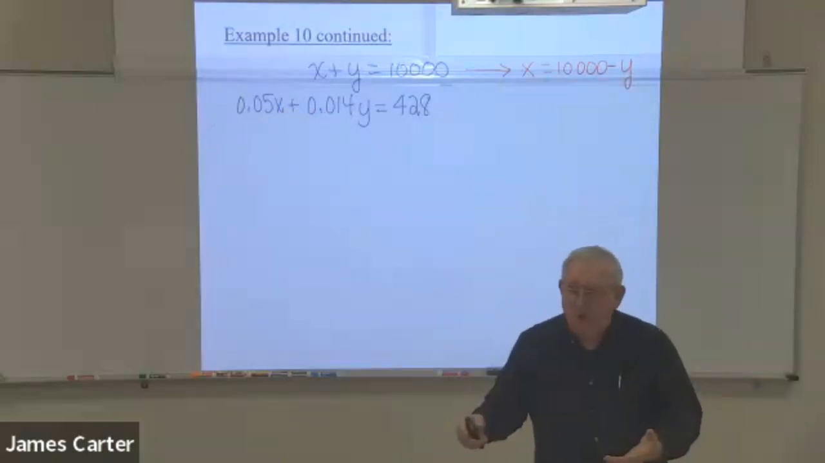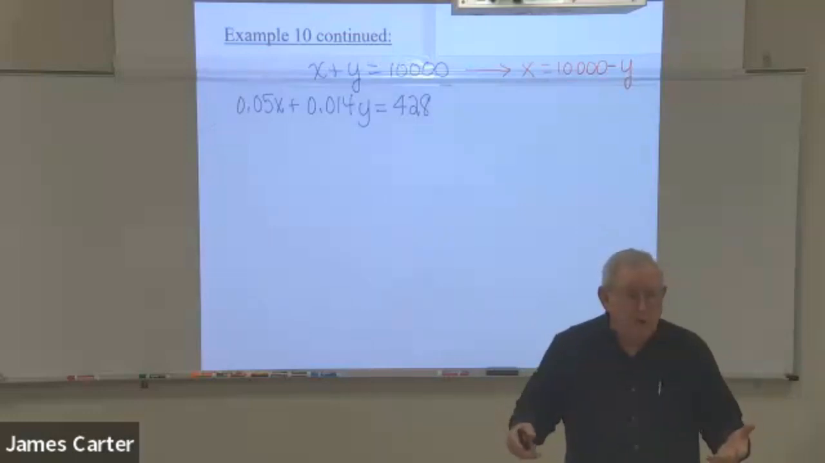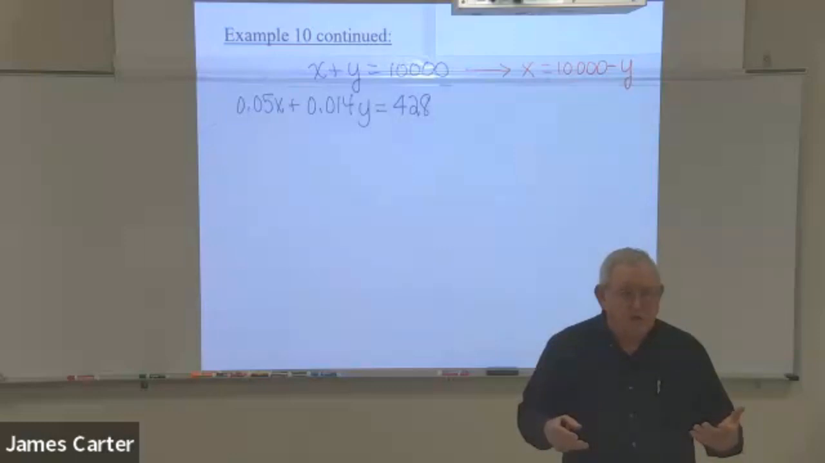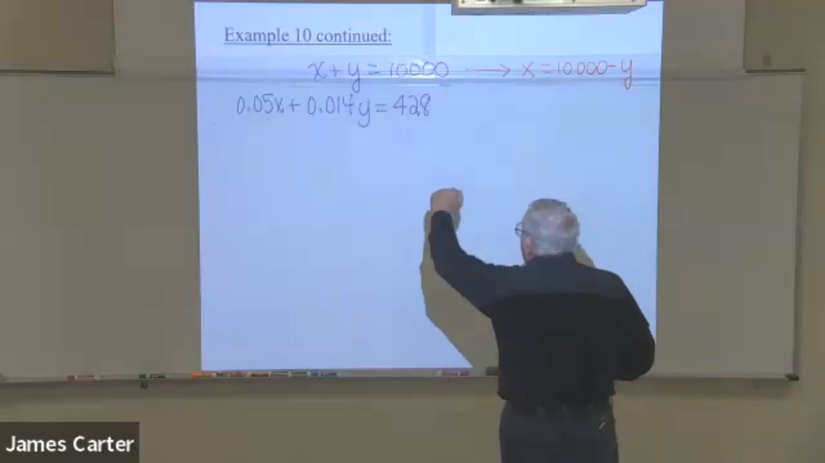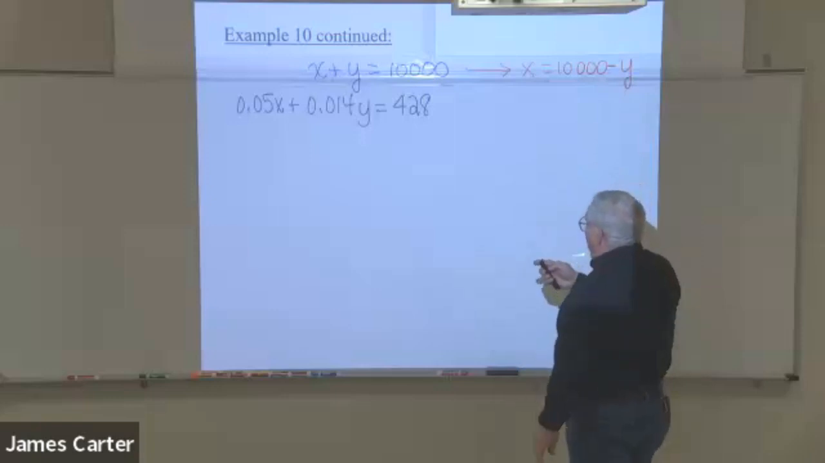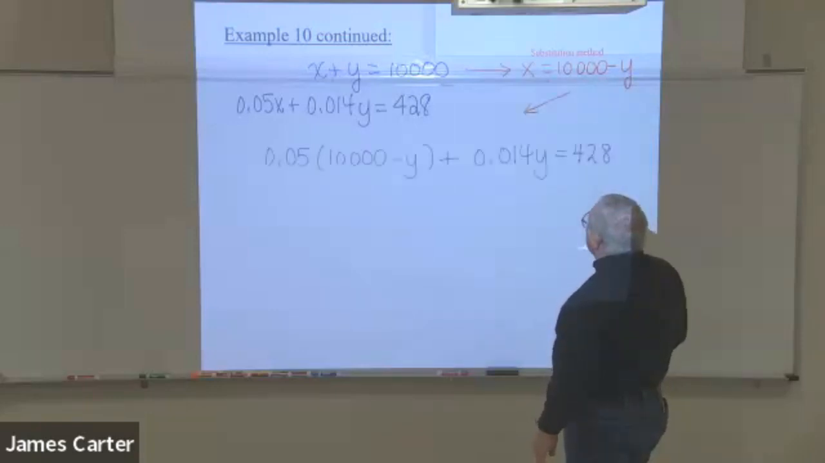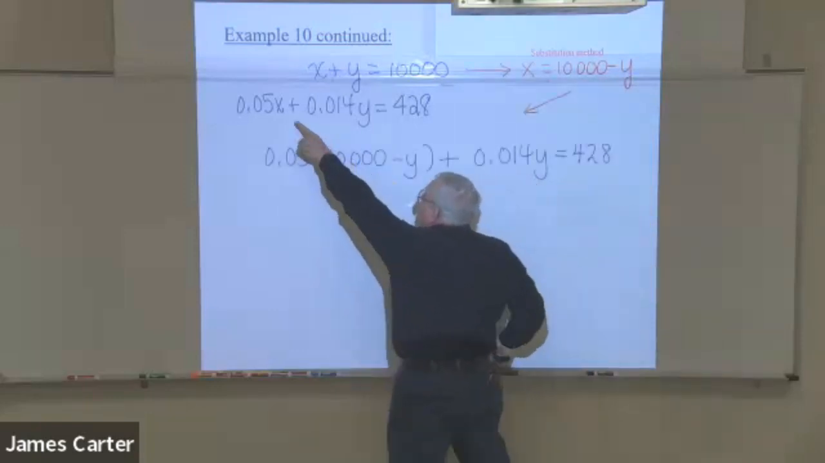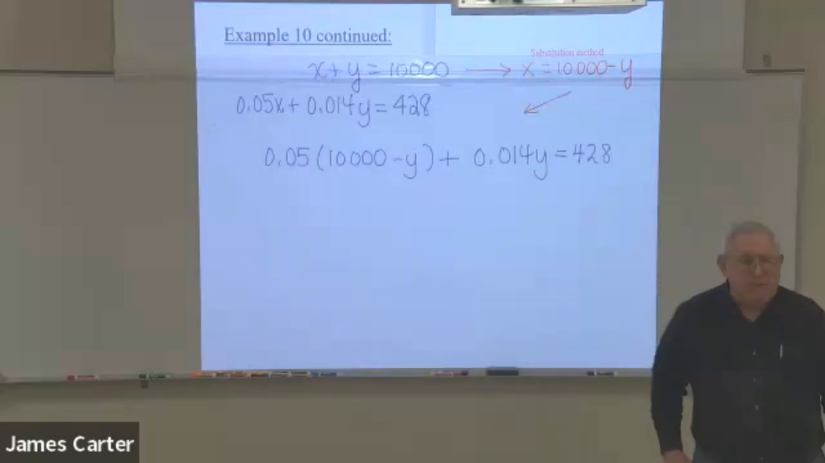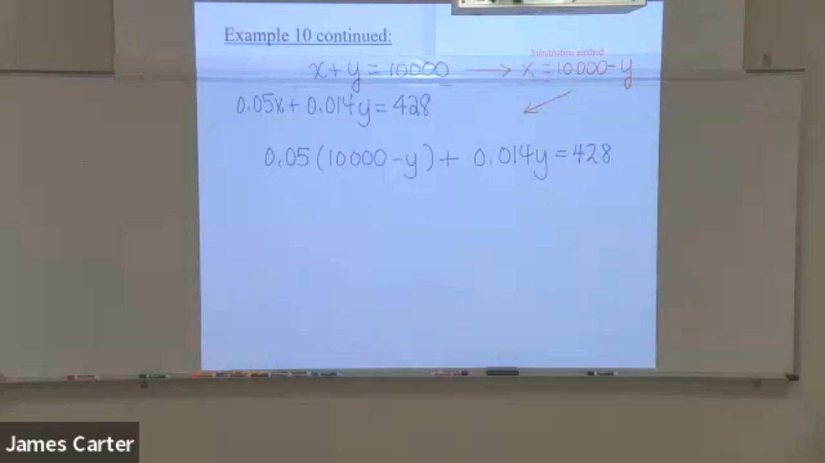It's kind of like what we did in compose, where we substituted one equation into another equation. Actually, it's exactly the same thing, except we got two variables. So I'm going to take this 10,000 minus y, and I'm going to put it where that x used to be. Everyone follow me before I go any farther?